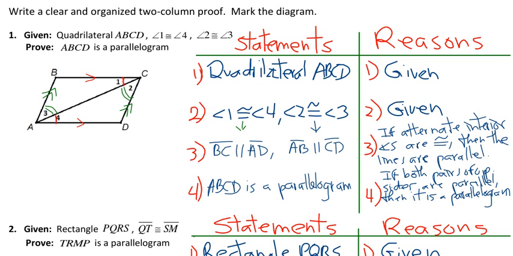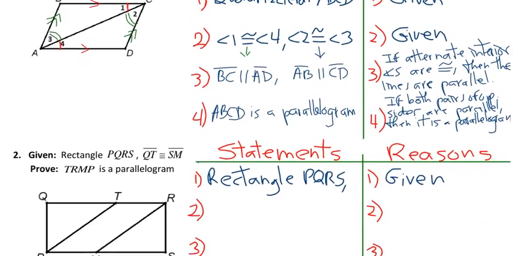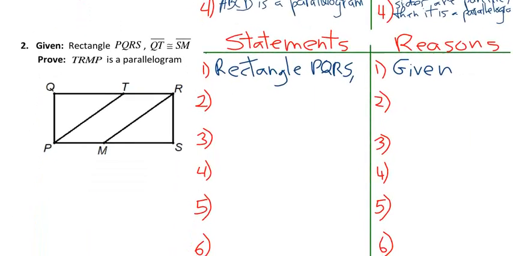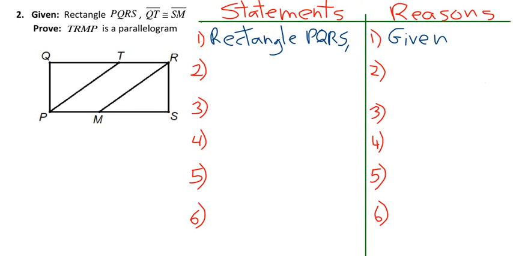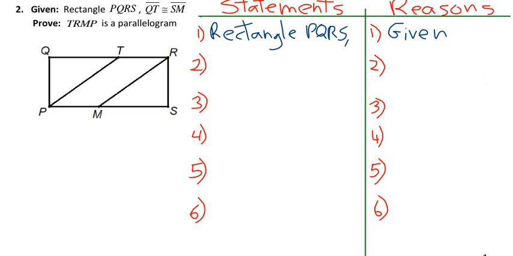Okay, so that's number 1, and now we go to number 2, and it says given rectangle PQRS and QT congruent to SM. We have to prove that TRMP is a parallelogram. So PQRS is a rectangle.